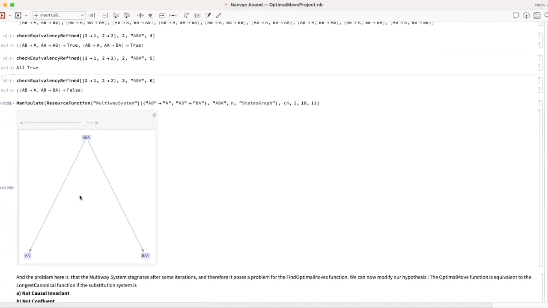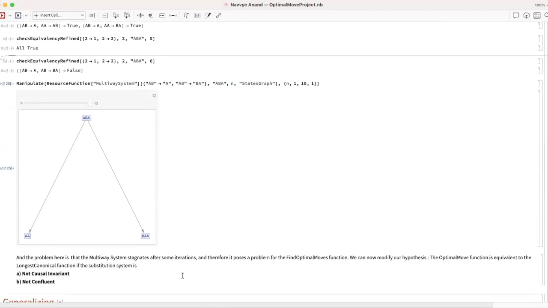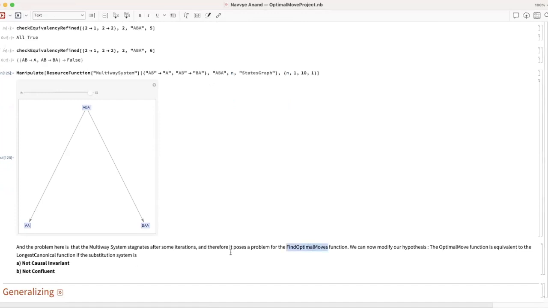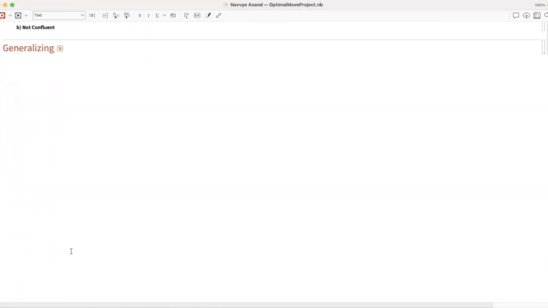And that's simply when the multi-way system stagnates after one iteration. And therefore, it poses a problem for the find optimal moves function. We can now modify our hypothesis to state that the optimal move function is equivalent to the longest canonical function if the substitution system is A, not causal invariant, and B, not confluent or not stagnant after some time.